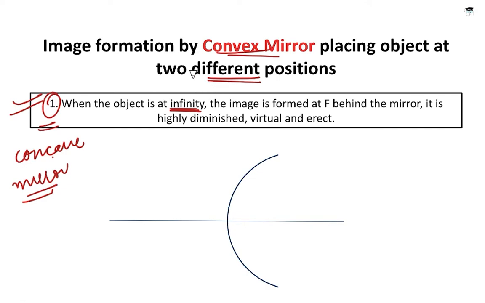So when the object is at infinity, then the rays coming from that object are parallel to the principal axis. So let's draw the rays from the object.